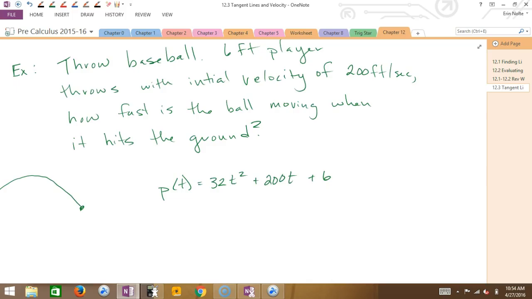Okay, well, technically the velocity does. Okay, so we want to find the velocity. How fast is this ball moving? We're going to find the velocity. Okay, so velocity equation is what?